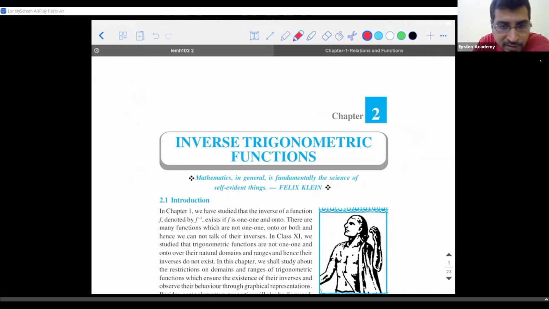So before I start this topic, let me explain one thing. What do you think are the prerequisites for you to understand this chapter? It's an easy chapter, okay? Trust me, it's an easy chapter. But what do you think are the prerequisites? What do you think you need to know before we start this?